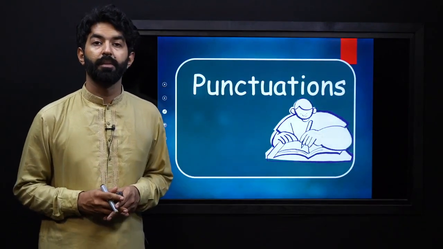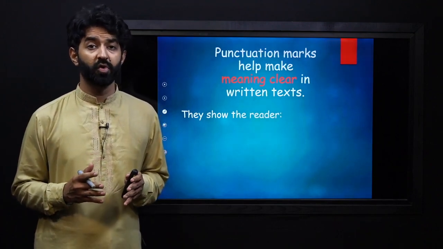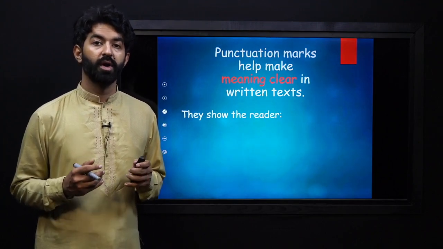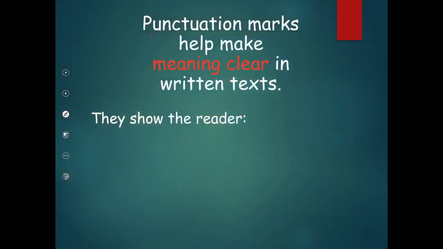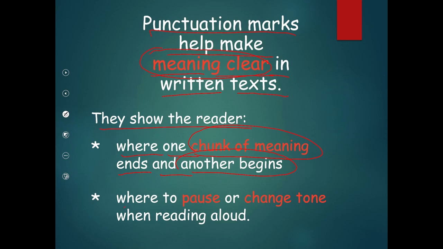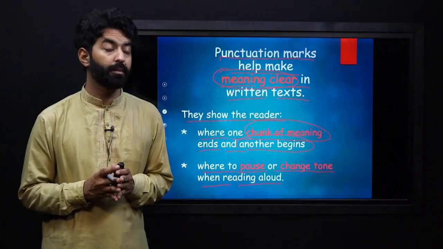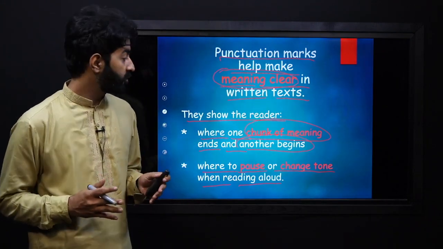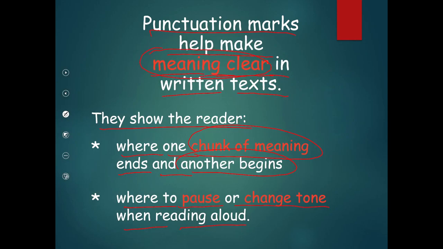This will be the lecture about punctuations. Let's see how we are going to deal with it. So first, let's see what punctuation marks are for and why they are important, where we can find them, and why we use them. So punctuation marks help make meaning clear in written text. So this is very important. It helps making the meaning clear. They show the reader where one chunk of meaning ends and another begins. It separates it, right? Also where to pause or change tone when reading aloud. So these are the three basic things that you should keep in your mind, that the punctuation marks are for showing clear meaning and separating the chunks of meaning.